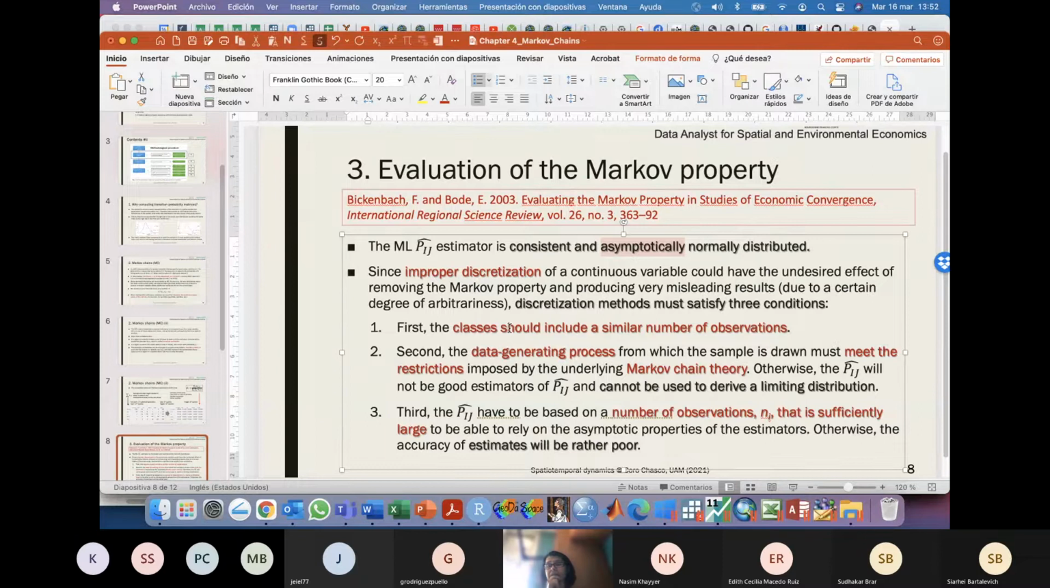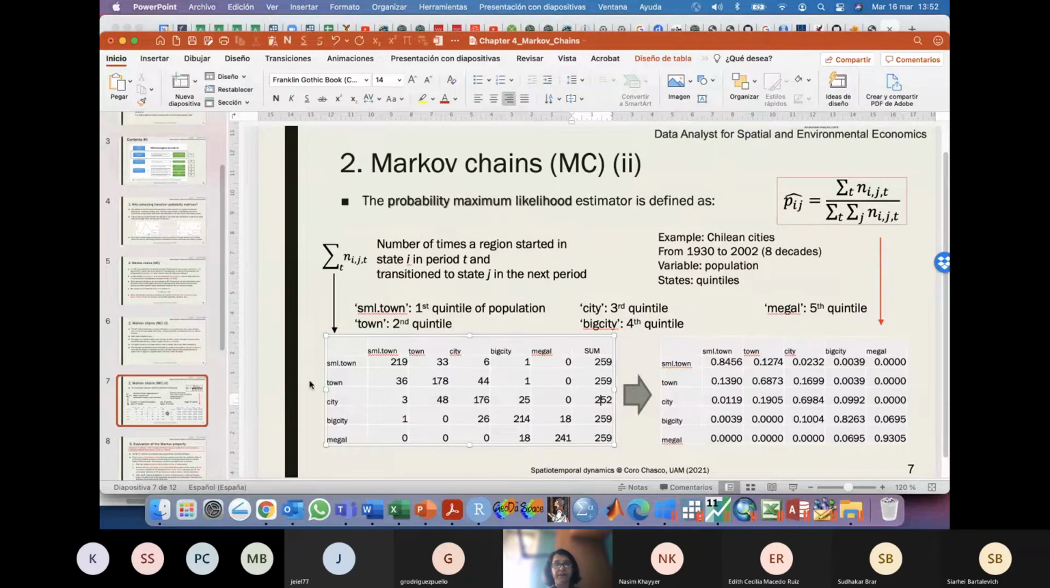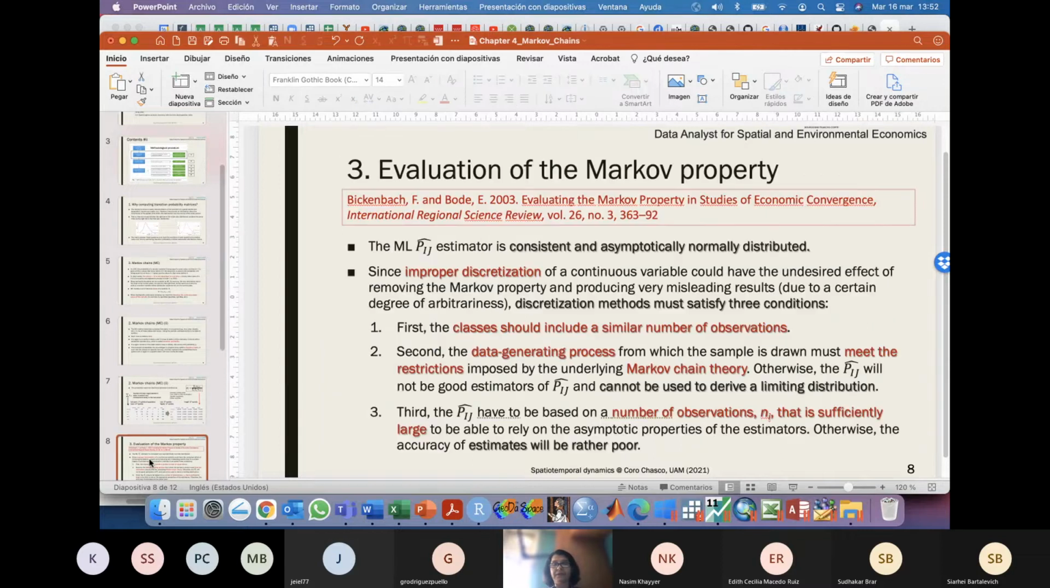Discretization methods must satisfy three conditions. Well, they say that too, but I have added a new one. So three. First, the classes should include a similar number of observations. So these observations are the instances. If you remember here, the sum of the instances for the quintiles are almost the same, with the exception of the third one, that instead of 259, we have 252. But we tried to satisfy this condition, as you can see.